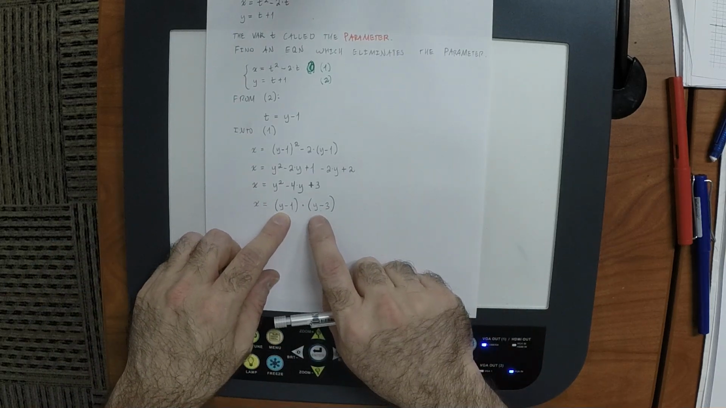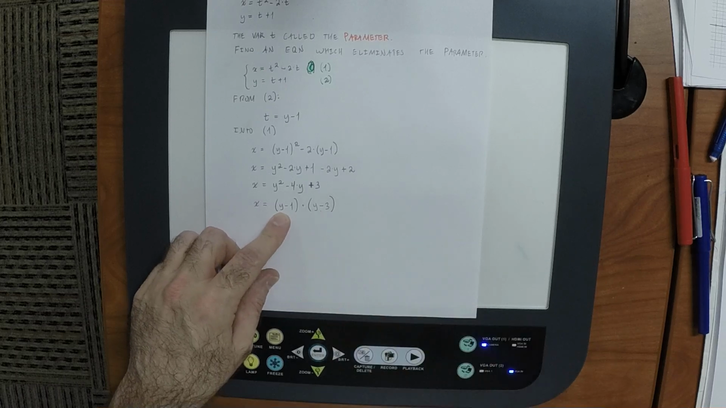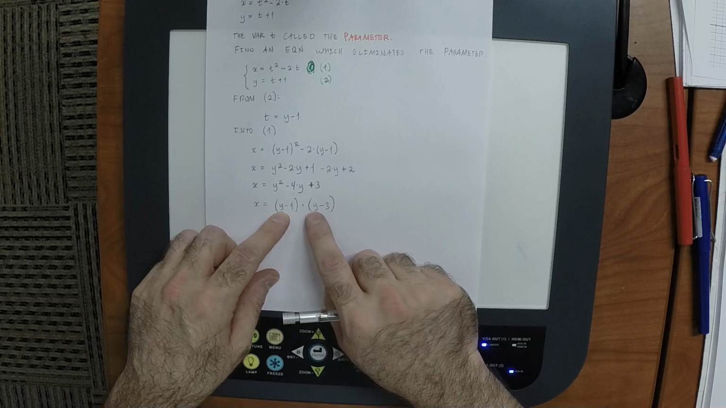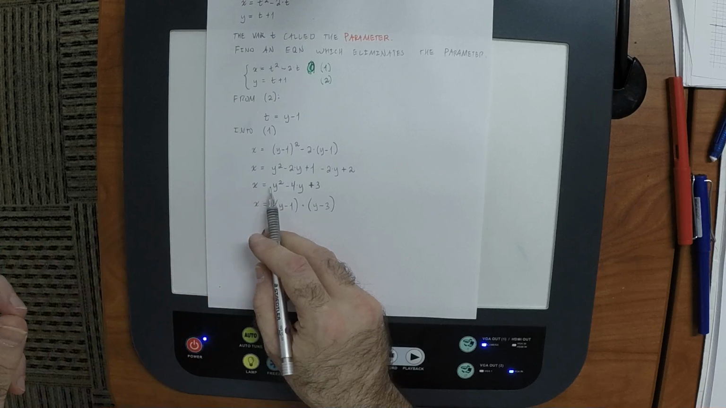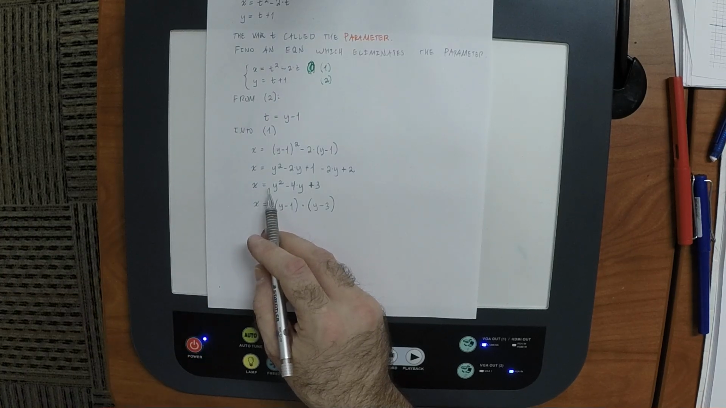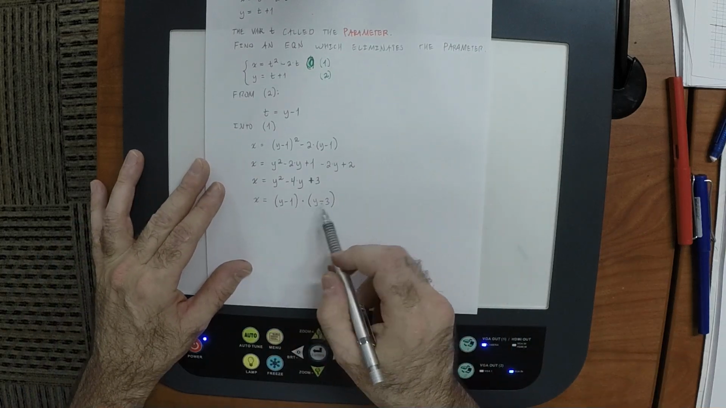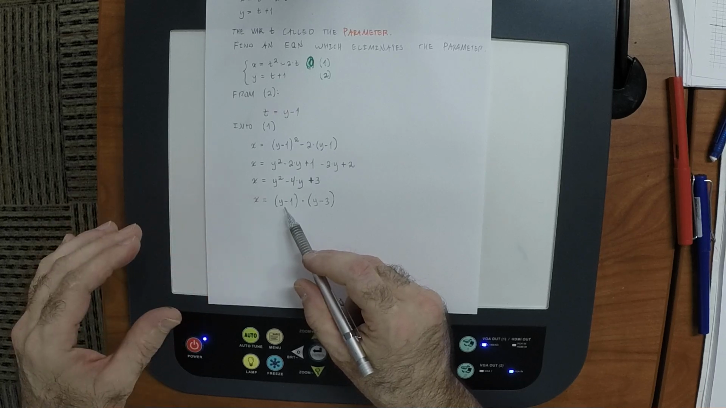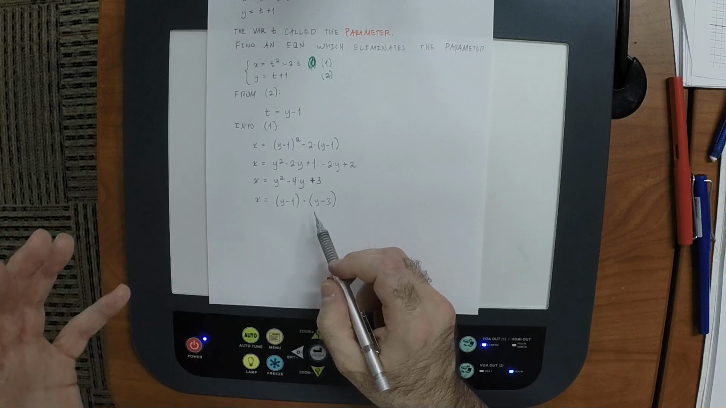Furthermore, which one is it? Does it open left or right? I mean, we know because we drew the picture, right? But why does it open to the right? Right, because the leading coefficient is positive, which means it has to open into the positive direction instead of into the negative direction. Furthermore, because of these factors, you can see that when y is 1, there should be an intercept. And when y is 3, there should be an intercept.